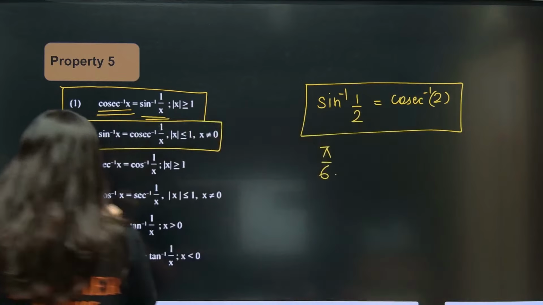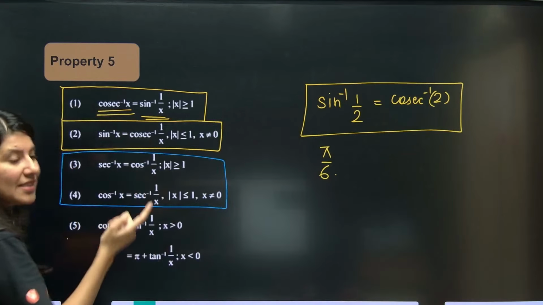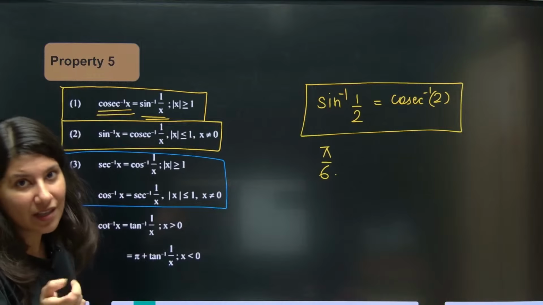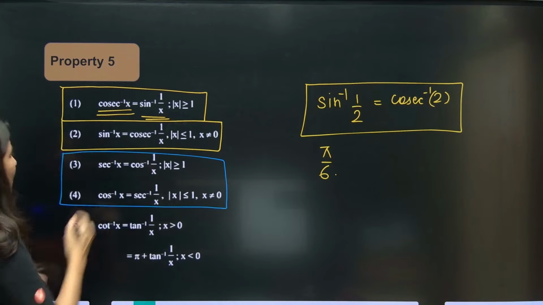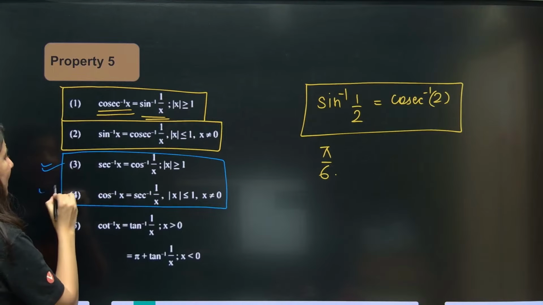Similarly, sec inverse and cos inverse. These two are also related because sec inverse range is 0 to pi, and cos inverse range is also 0 to pi. So sec inverse x is cos inverse 1 by x, and cos inverse x is sec inverse 1 by x.